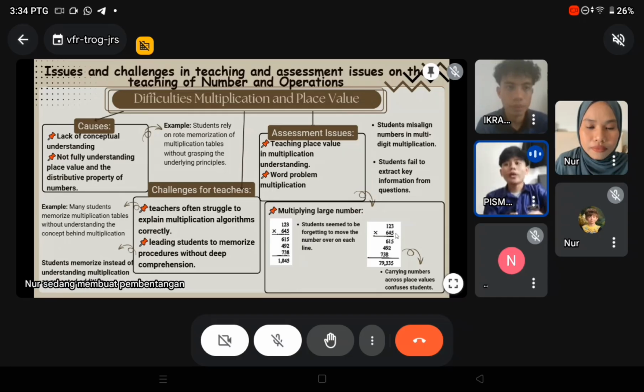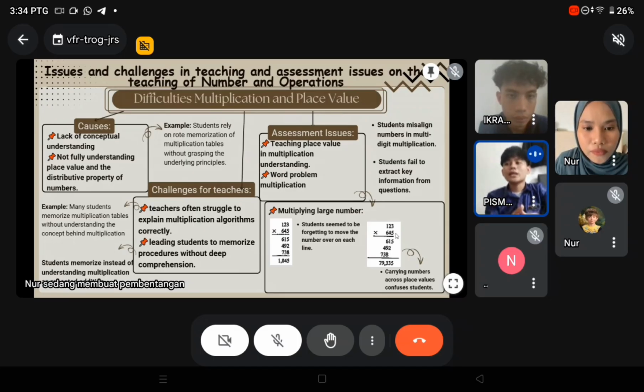So next, what are the challenges to the teacher? The first one is teachers often struggle to explain multiplication algorithms correctly. For example, many students memorize multiplication tables without understanding the concept behind the multiplication. The second one is leading students to memorize procedures without deep comprehension. Students memorize instead of understanding multiplication as repeated addition.